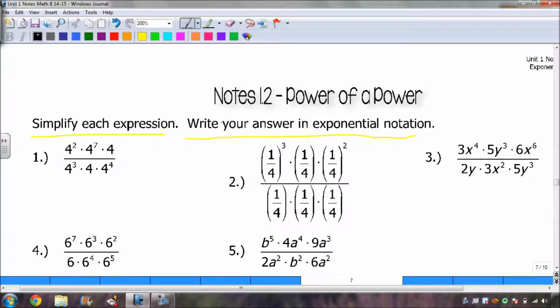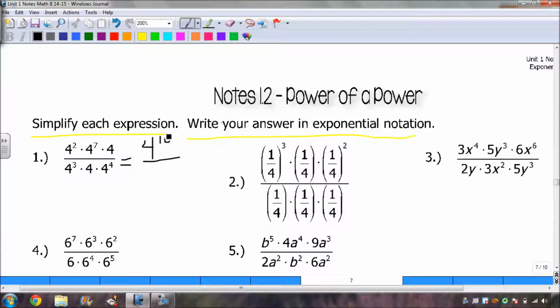So in question number 1, I'm going to figure out what the numerator is first. If you notice, you have 4 to the second power, 4 to the seventh power, and then 4 to the first power. And hopefully you remember that when you multiply, you should always add your exponents. So you end up getting 4 to the 10th power.